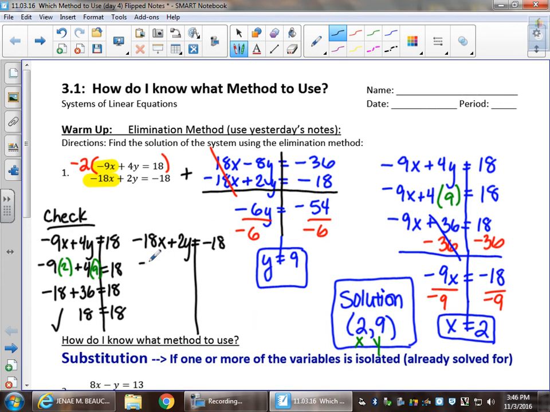This will be negative 18 times x, which is 2 in parentheses, plus 2 times 9 equals negative 18. Negative 18 times 2 is a negative 36 plus 2 times 9 is 18 equals negative 18. Again, this right side will stay negative 18 all the way through. Negative 36 plus 18 is a negative 18 equals negative 18. And now we ask, true or false? Is negative 18 equal to negative 18?